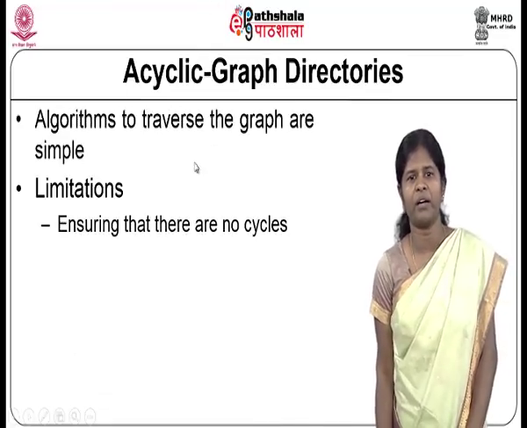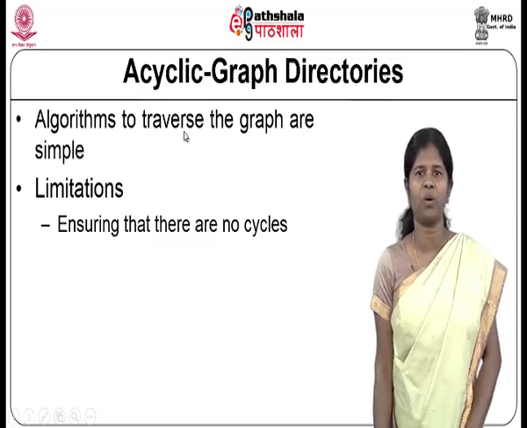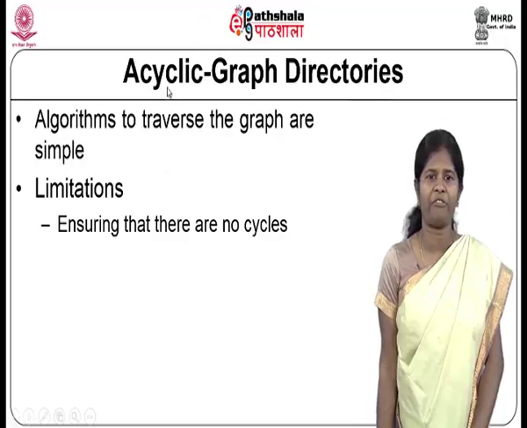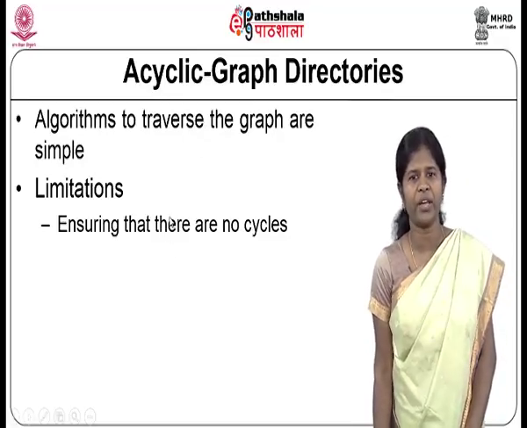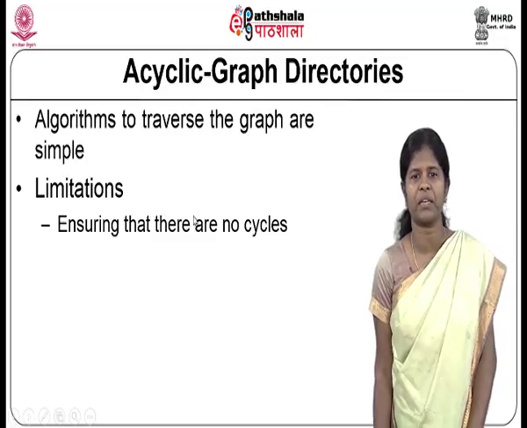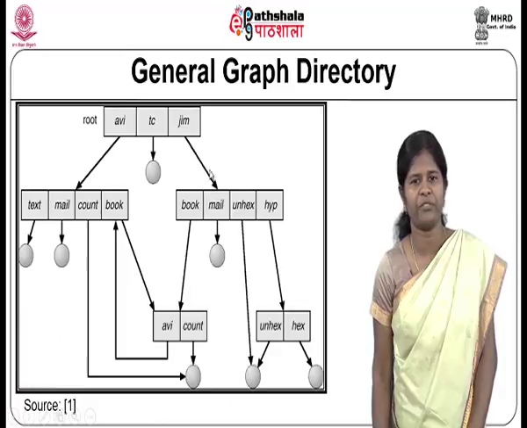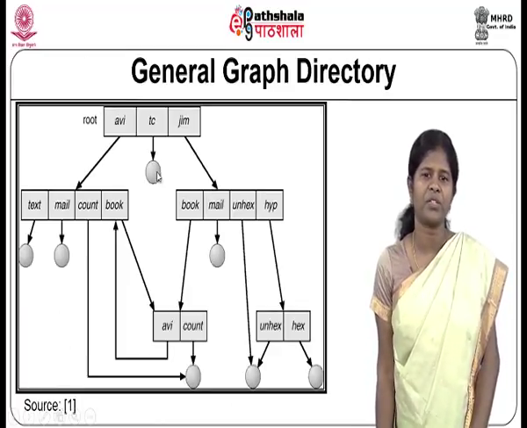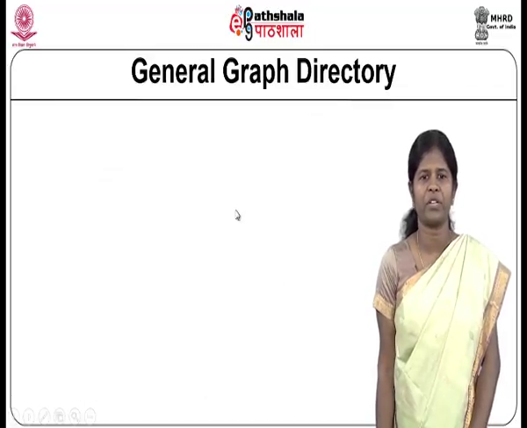Here, because it is an acyclic graph directory, there are no cycles involved. So, algorithms to traverse the graph are simple, but the limitation is that ensuring there are no cycles is difficult. So, they went in for the directory called the general graph directory. In a general graph directory, it is also possible to have cycles.